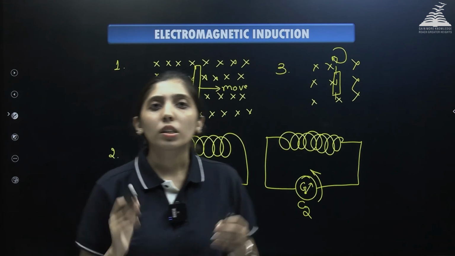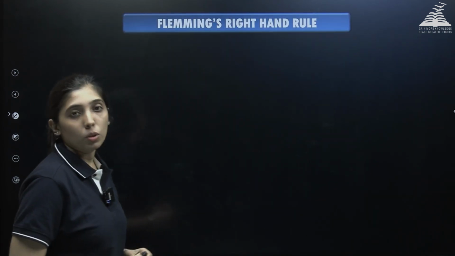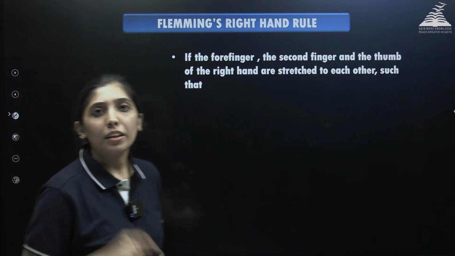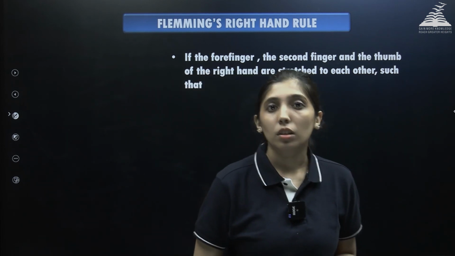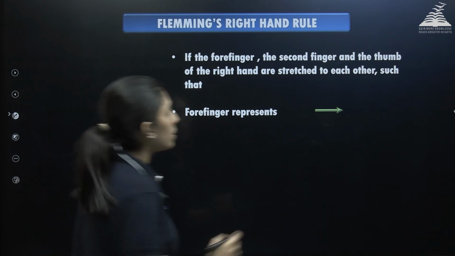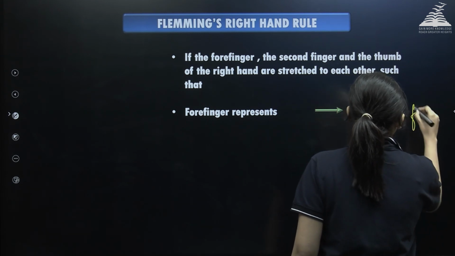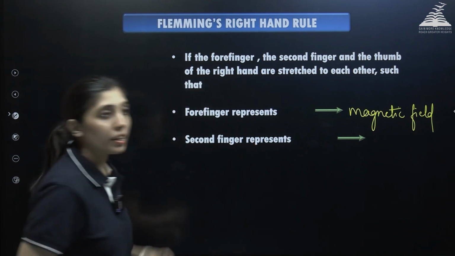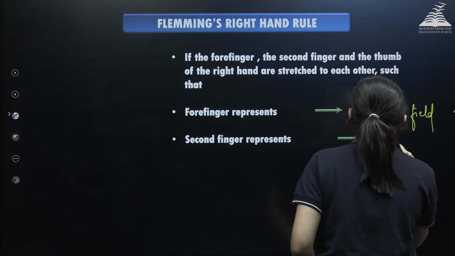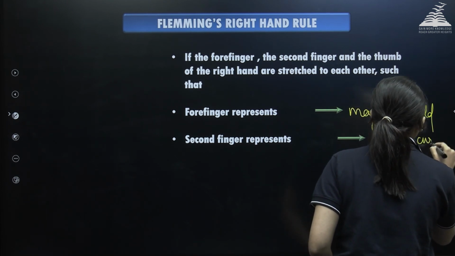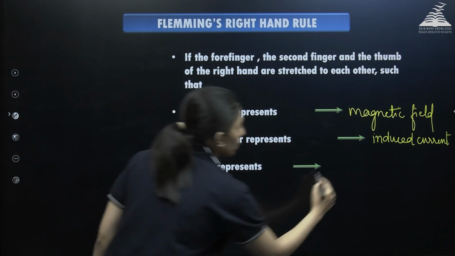So what is the direction of this induced current or induced EMF? That is given by Fleming's right hand rule, which states that if the forefinger, the second finger and the thumb of your right hand are placed at right angles to each other, then the forefinger represents the magnetic field, your second finger indicates the direction of induced current, and the thumb will indicate the direction of motion of the conductor.